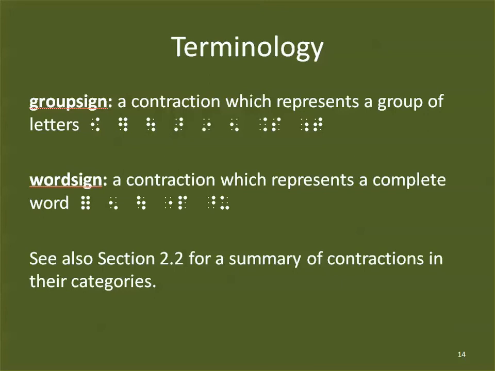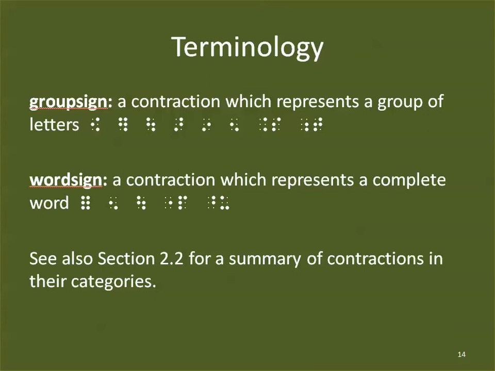A word sign represents an entire word. So we have FOR, and now those dots 2, 6 don't represent a group of letters anymore, they represent an entire word, the word enough. And the same for dots 1, 2, 5, and 6. As a word sign, they represent the word out, not the letters OU, in which case it would be a group sign. And then we have part and upon. Those are word signs.